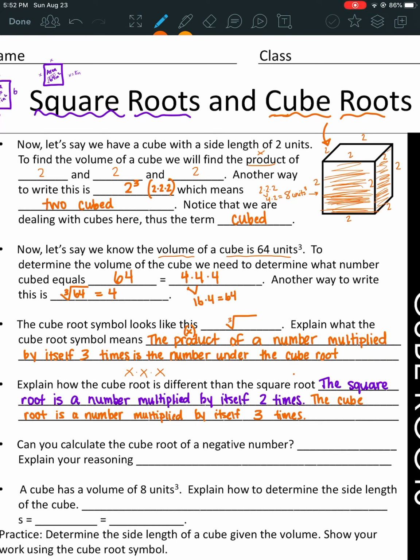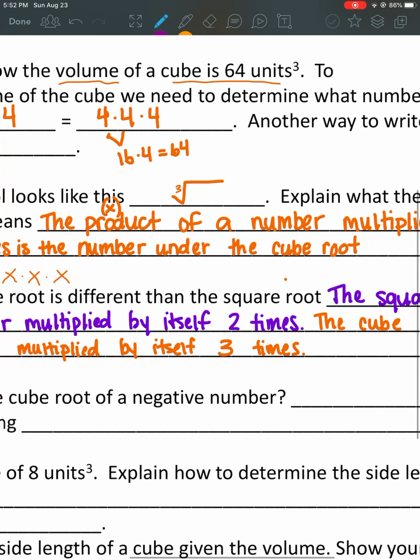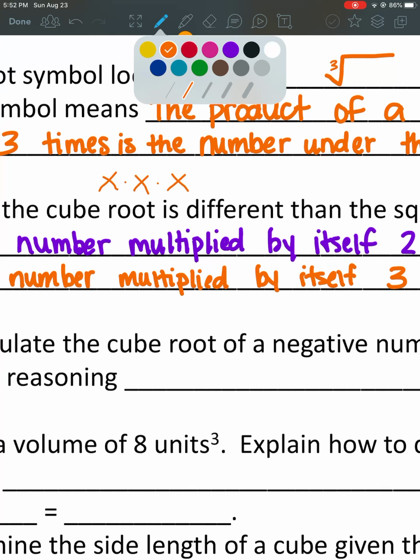Okay, going on then, can you calculate the cube root of a negative number? We can't with a square, because remember, a square, and I'm going to do it in purple, if we did something like -3 times -3, well, negative times a negative is a positive. So we can't do it with squares, okay? No negatives. However, with a cube root, we can do it, and I'm going to show you, because a negative times a negative times a negative is going to be a negative.